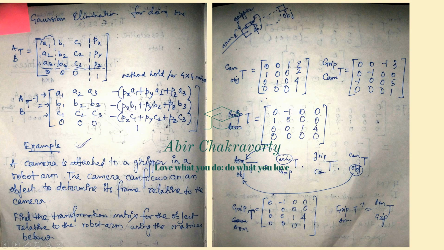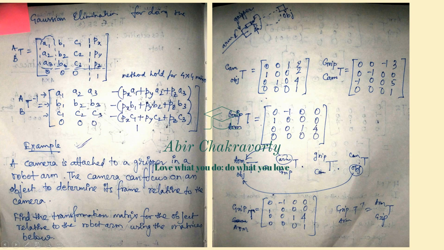Now cam T object is given as a 4x4 matrix, grip T cam is given as this matrix. Now we write down what is given. Given is our grip T cam, we write it down. Cam T object, we write it down. Again grip T arm is given here. If I write arm T grip, that is the inverse of grip T arm, what I get is that grip cancels, camera cancels, and we get arm T object.